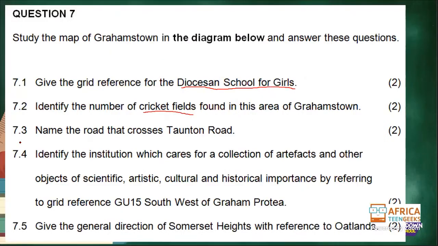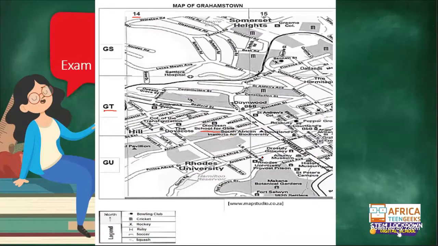Next one, it says name the road that crosses Tatton Road. So we're looking for the name of the road that crosses Tatton Road. Which road crosses Tatton Road? In other words, you need to look for Tatton Road on the map. It can be a bit difficult to locate. So as a rule of thumb, you mustn't look all over the place. But just look block per block, street per street. You can see Tatton Road.